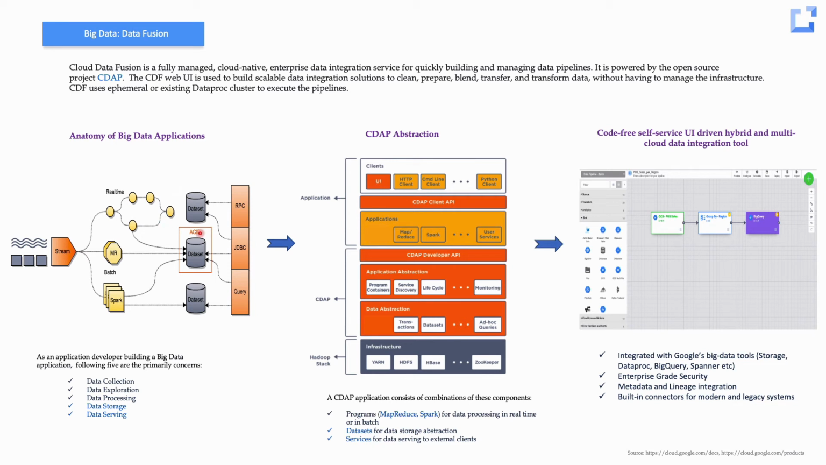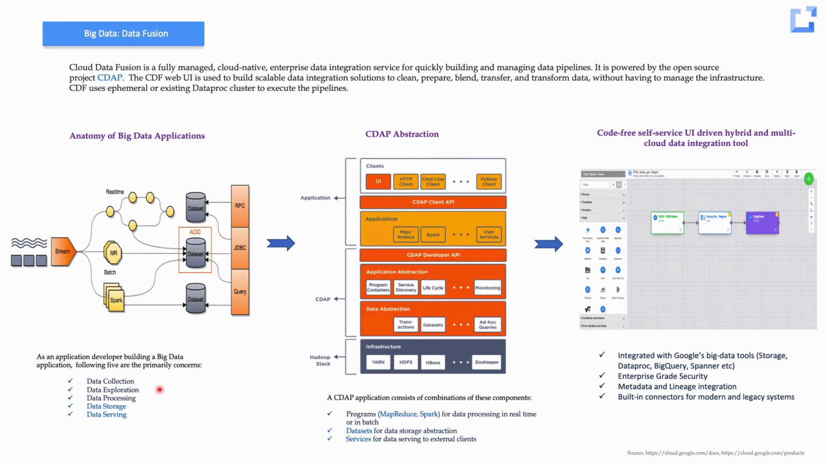So to understand this in much greater detail, let's concentrate only on the left side, which is the anatomy of a big data application. What does a big data application require? What does it mean developing a big data application? It's primarily the following things: data collection, data exploration, data processing, data storage, and data serving. So if you look at that, this is more about how the data needs to be prepared for consumption. It's as simple as that.